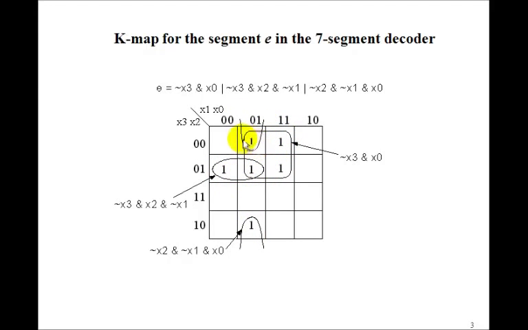This one is just going to be not x3 and x0. This one is going to be not x3 and x2 and not x1. And then the wraparound one here is going to be not x2 and not x1 and x0. So here's the logic equation then for E. And we could do the same thing for A, B, C, D, F, and G. I'll let you do that as an exercise.